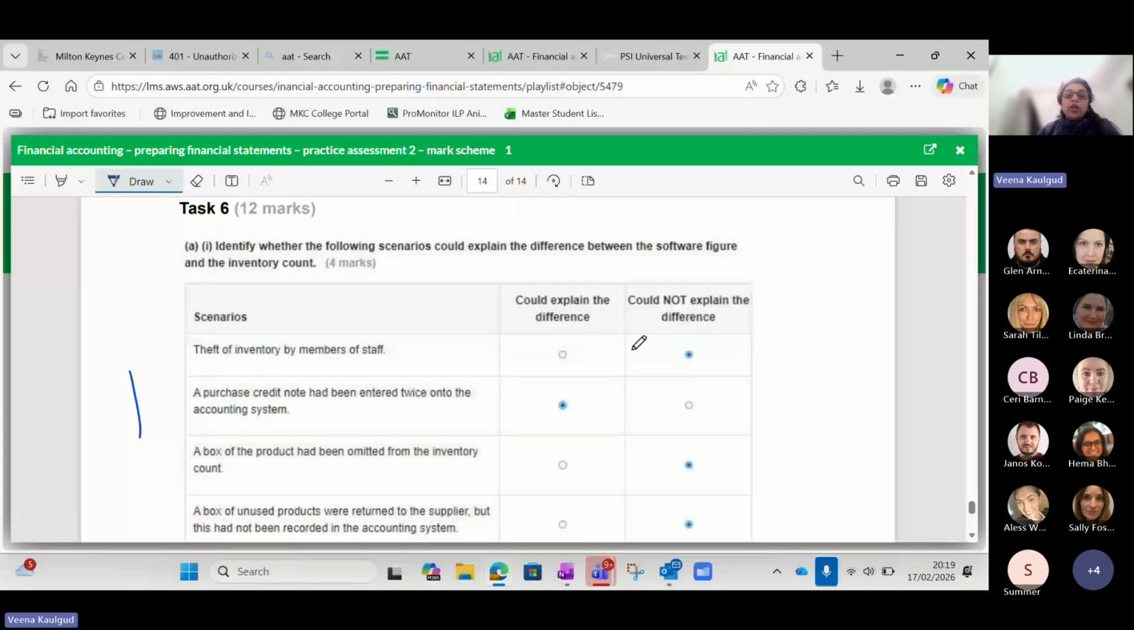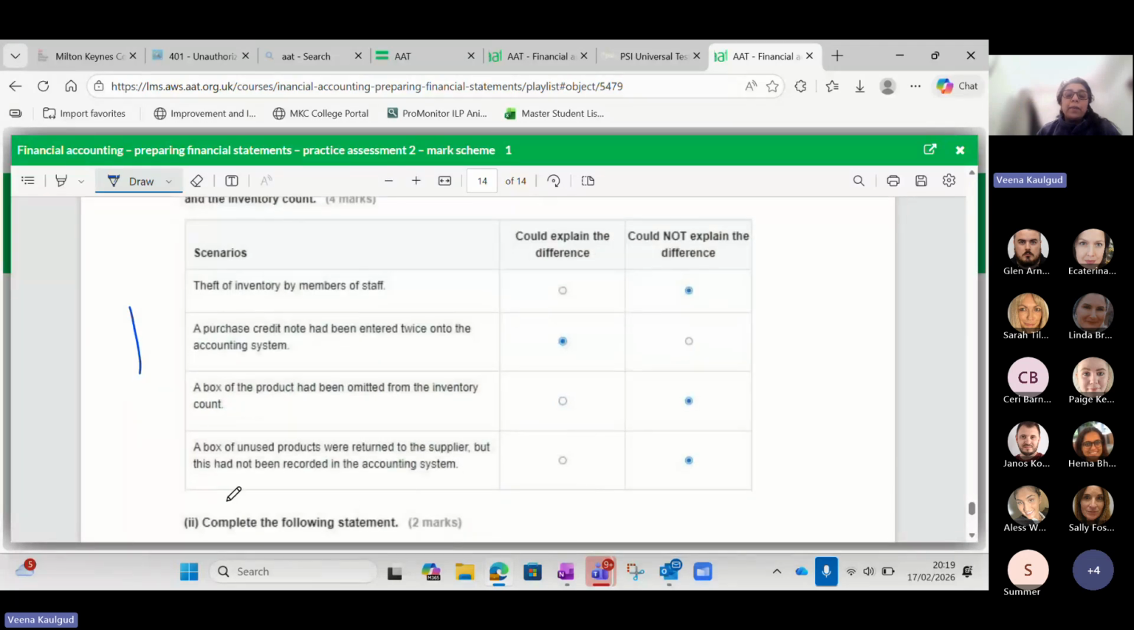A box of unused products were returned to the supplier, but this had not been recorded in the accounting system. If they were returned, my inventory count would not have been more, isn't it? It would have been less. So that also cannot explain the difference.